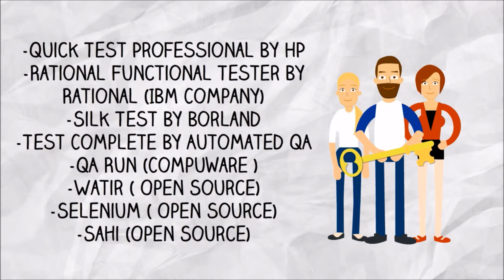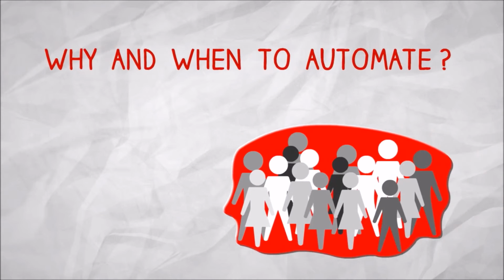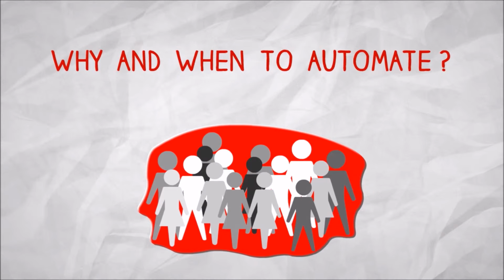QA Run by CompuWare. Watir, it's an open source software. Selenium, open source software. Sahi, open source software. Apart from this, Ruby, JMeter and other softwares are also used for automation testing.